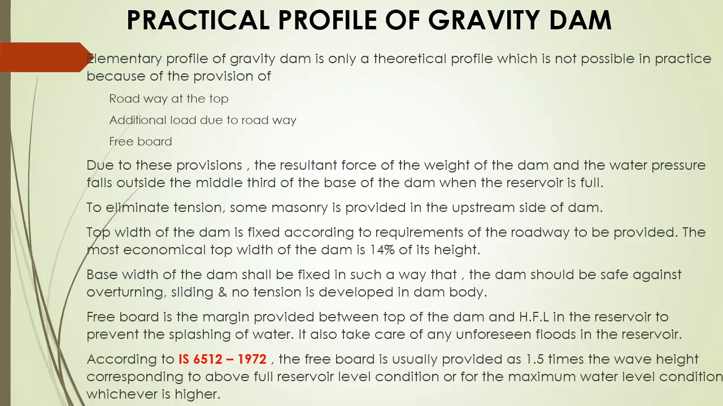The most economical top width of the dam is 14% of its height. Base width of the dam shall be fixed in such a way that the dam should be safe against overturning, sliding, and no tension is developed in the dam body.